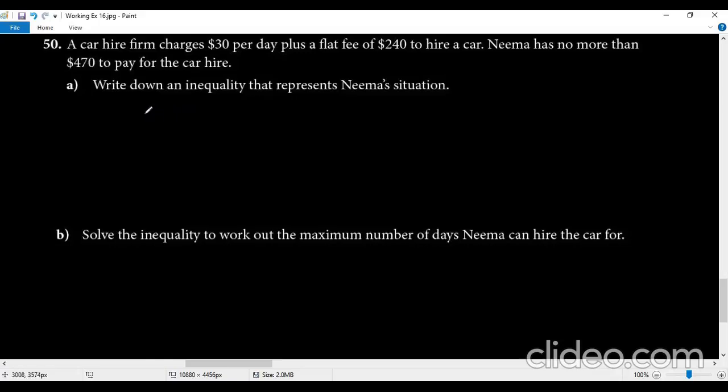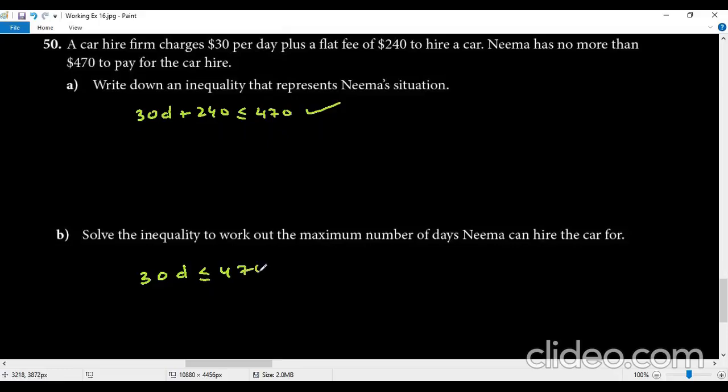Remember, inequalities play an important role in daily life. This is the importance of inequality. That means 30 per day she has to pay at any cost, whether she drives or not, plus 240, a flat fee for keeping the car with you, and Nima's condition is that it should be less than or equal to 470. That means 471 is not going to be applied. So this is going to be the inequality for this question.